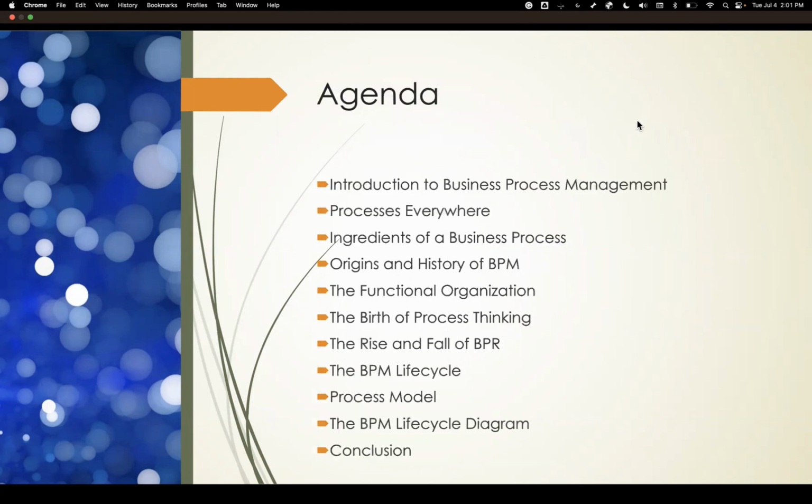The agenda includes Introduction to Business Process Management, Processes Everywhere, Ingredients of a Business Process, Origin and History of Business Process Management, the functional organization, the birth of process thinking, the rise and fall of BPR, the business process management lifecycle, process model, the business process management lifecycle diagram, and the conclusion. Moving to the next slide.